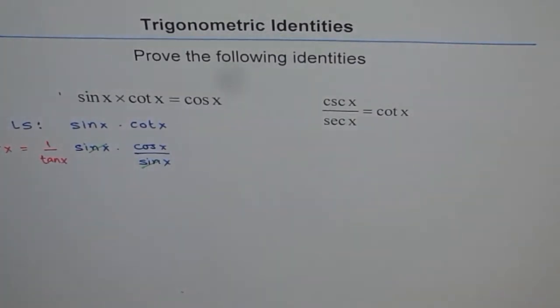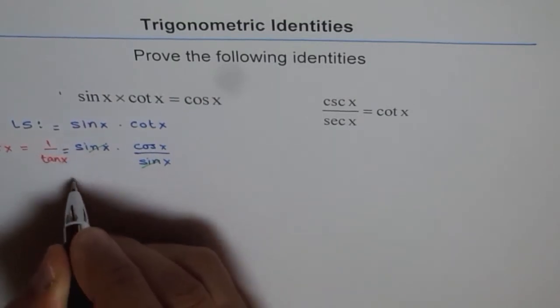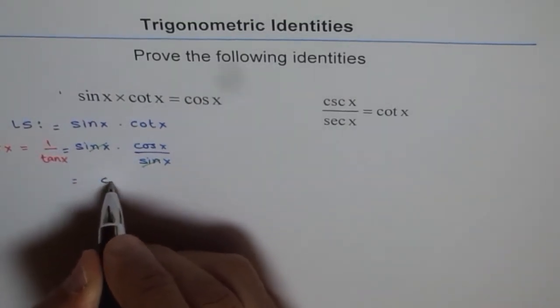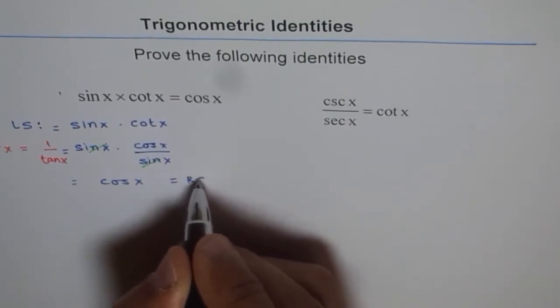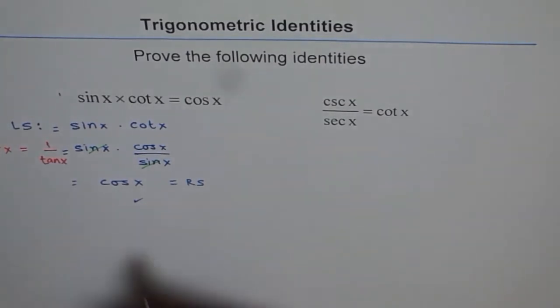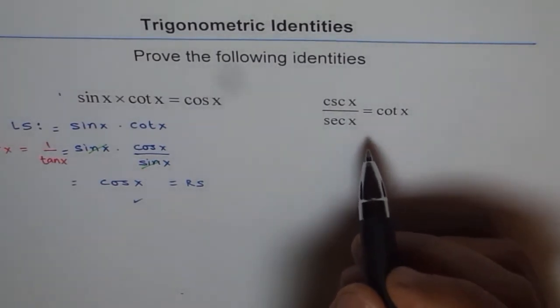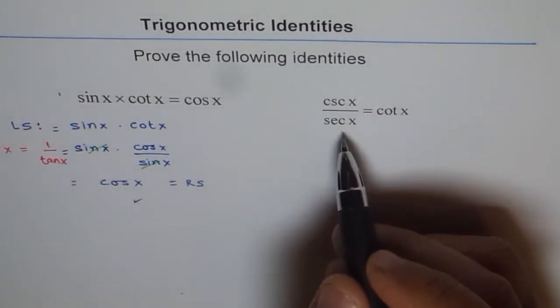So what we get here is, left side is equal to this, which is equal to this, which equals cos x, right? And this you can see is equal to the right side, and therefore we proved it, right? So hence we have proved that left side is equal to right side. So the idea of proving identities is basically to prove left side equals right side. Okay, now in this particular case, what we can do is question 2, cosecant x over secant x, right?